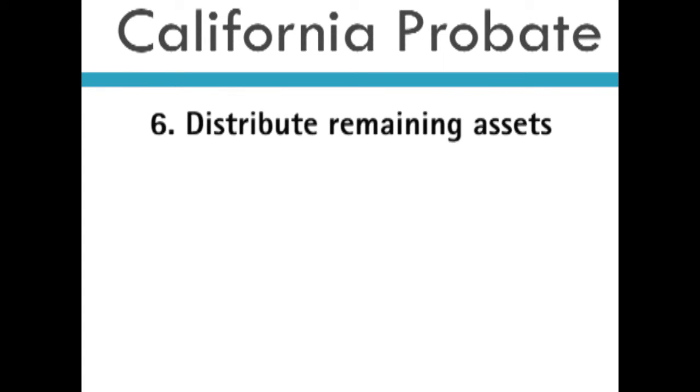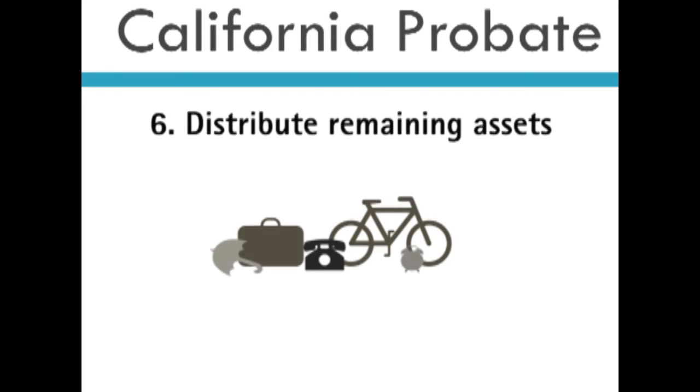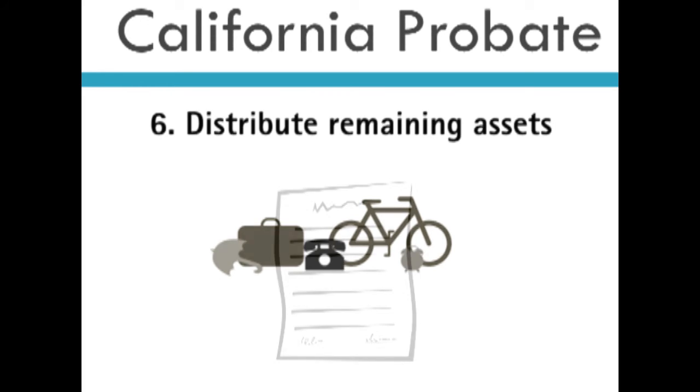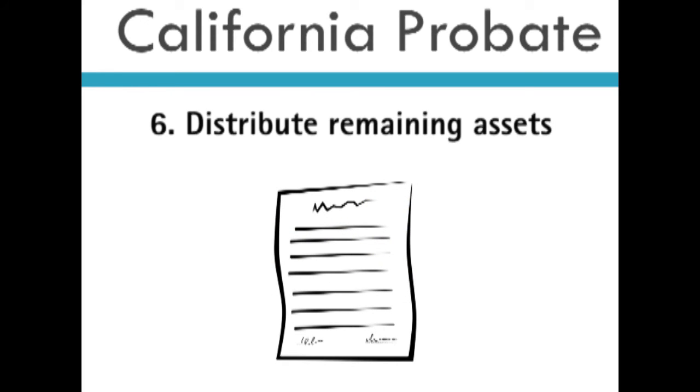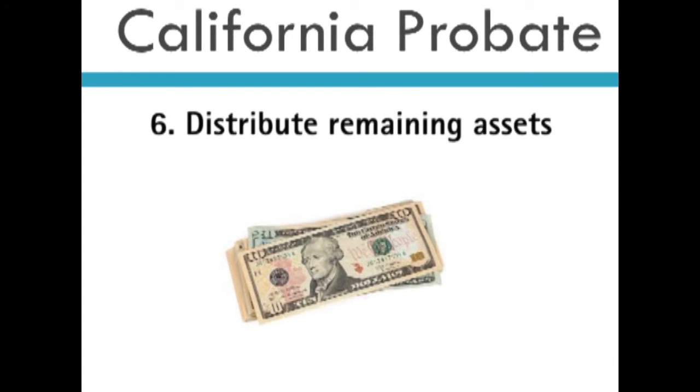6. The executor distributes your remaining assets to your beneficiaries. Before distribution of the estate assets that remain after your debts and taxes are paid, the executor must file a final account and a petition for distribution with the court. At the closing of the estate, the court also approves the fees to be paid to the executor and the attorney. Probate can be a complicated process.